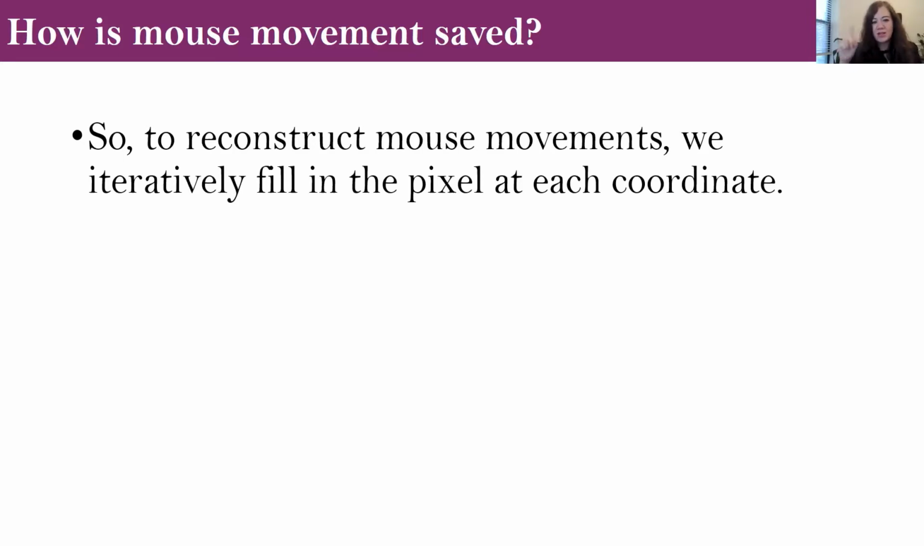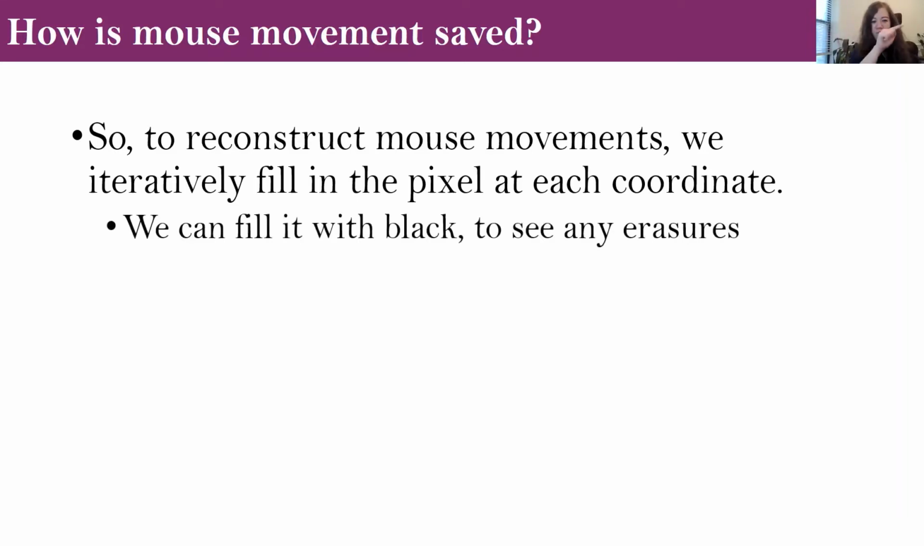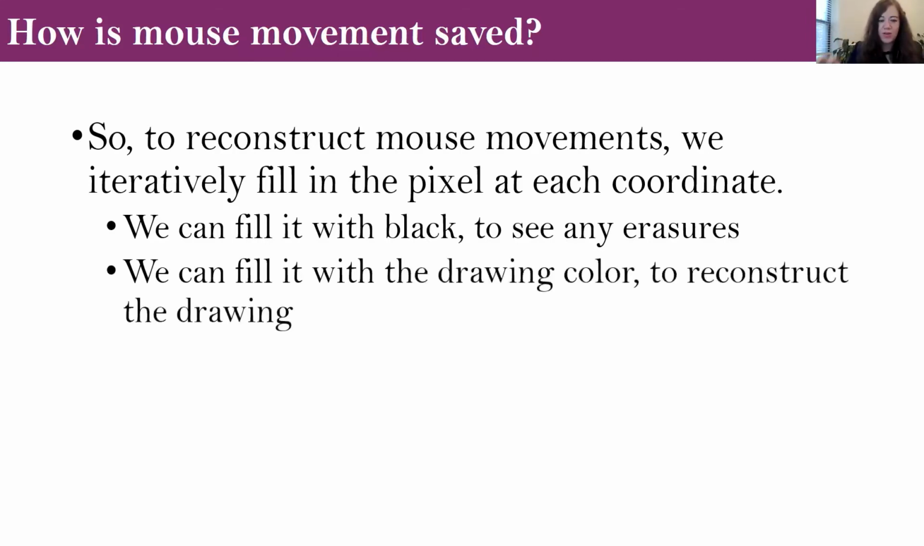We can fill it in two different ways, or with two different types of information. We can go to each coordinate and just fill it in with black. This is great because it lets us see when participants erased any information. It purely shows us the mouse movements without information on what the final drawing looked like. You can also fill in that pixel with the drawing color to reconstruct what the drawing actually looked like. So you would actually see, oh, they drew red here, they drew blue here, etc. But if they erased information, it would come up as white, so you wouldn't see that.